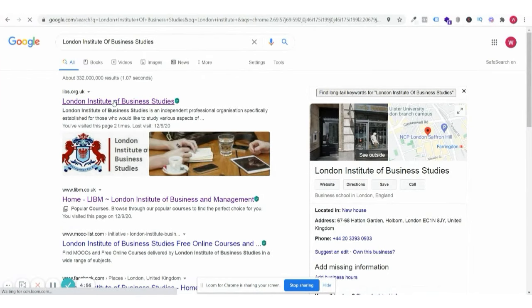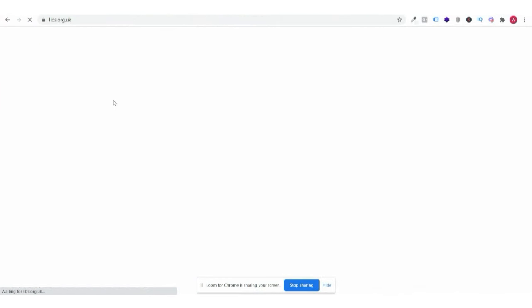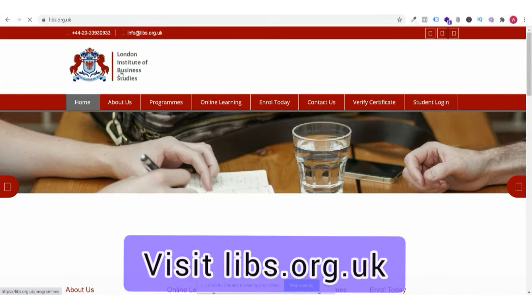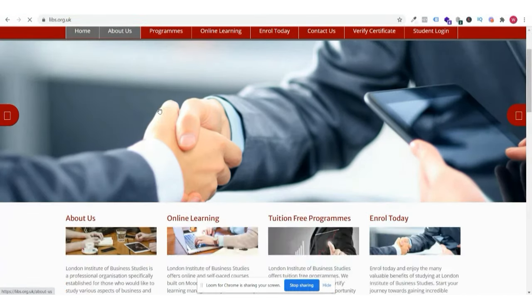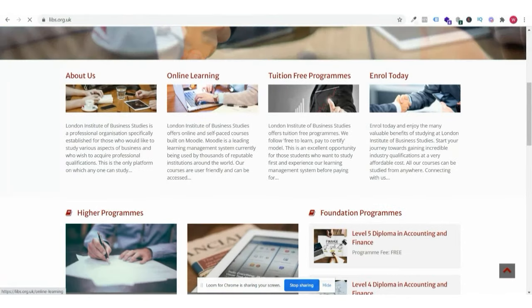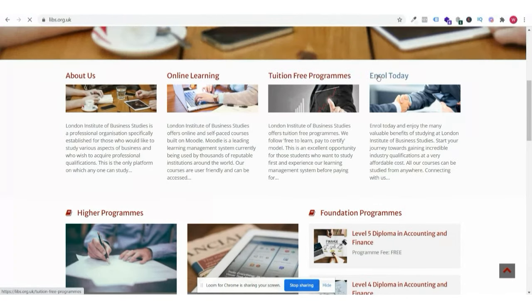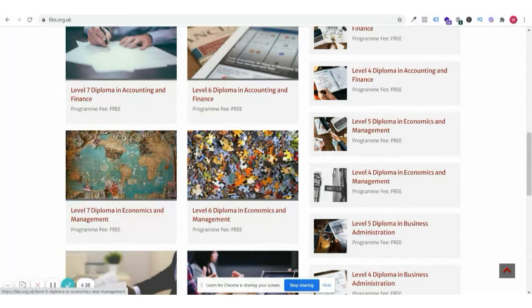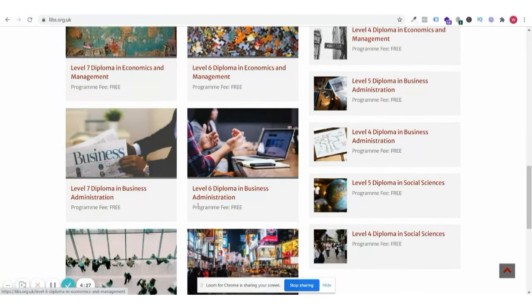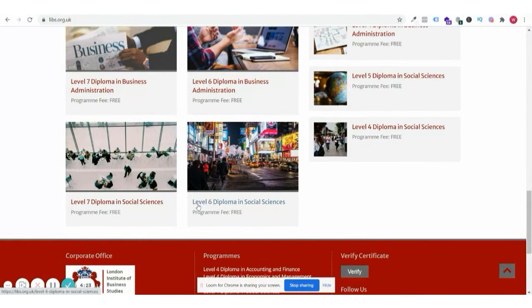Next one is London Institute of Business Studies. Let's see a little bit about them. They have online, tuition free programs. You can have level 7 diploma in accounting and finance for free, level 6 for free. Also in business administration, level 7 and level 6, you can have them for free.